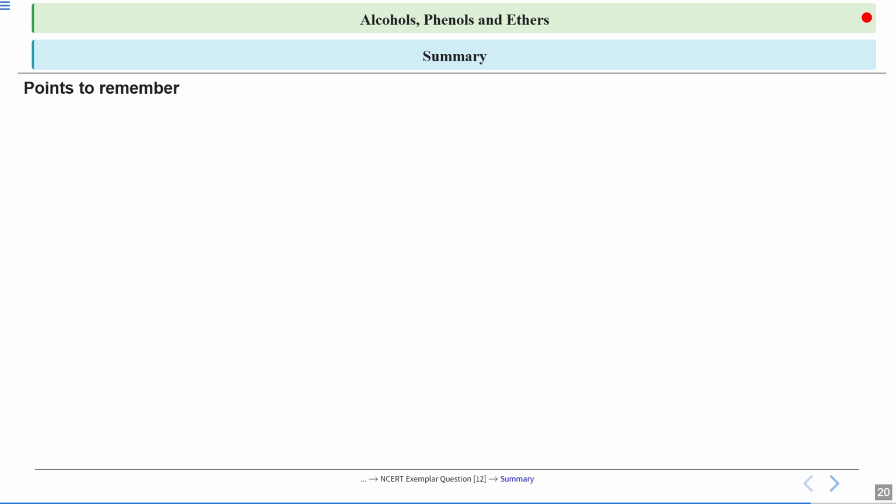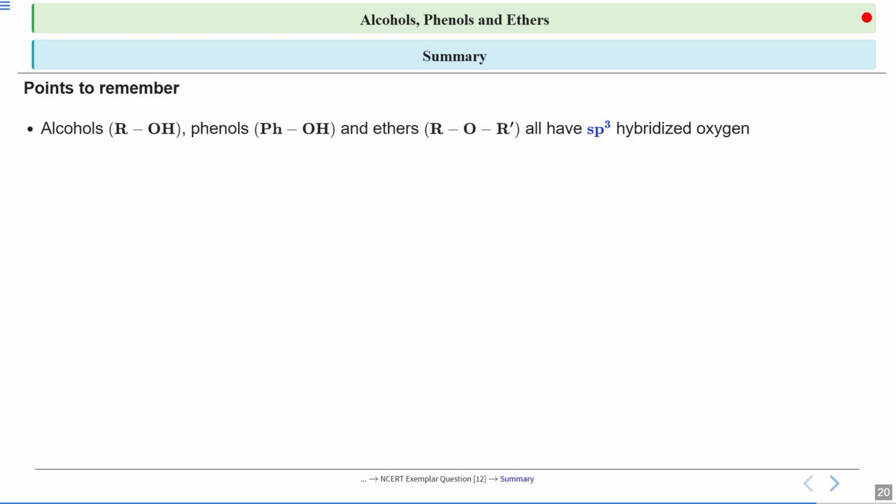Okay, let's look at the summary, the points to remember from this lecture. First of all, alcohols have the general formula ROH, phenols have the general formula of the benzene ring and OH, and ethers are ROR prime. R and R prime may or may not be the same. They all have sp3 hybridized oxygen. In the ethers, two alkyl groups are attached to the oxygen.